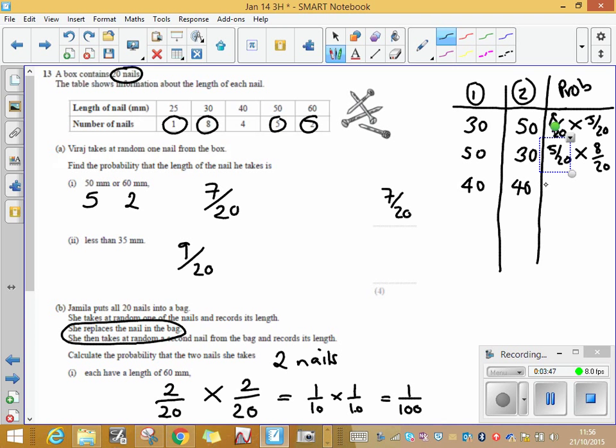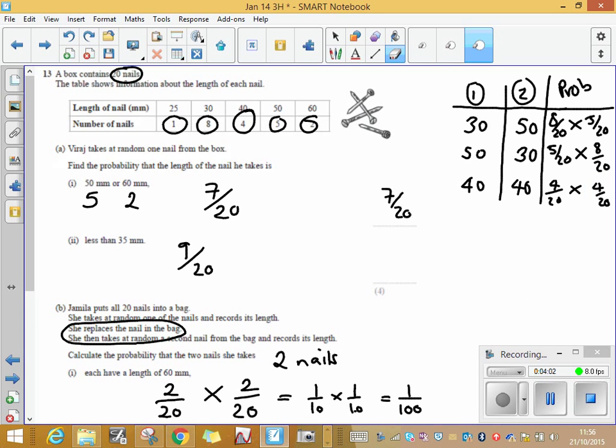Probability the first nail is 40 millimeters is 4 out of 20. Looking at the 4 here. Second nail is again going to be 4 out of 20. Now, if I work out each of those probabilities, let's just rub this out. If I do first set, 8/20 times 5/20, well, 8 times 5 is 40, so that comes out as 40, and then 20 times 20 is 400.